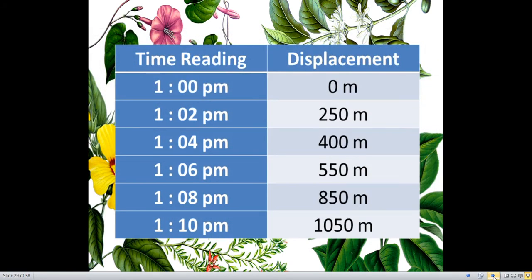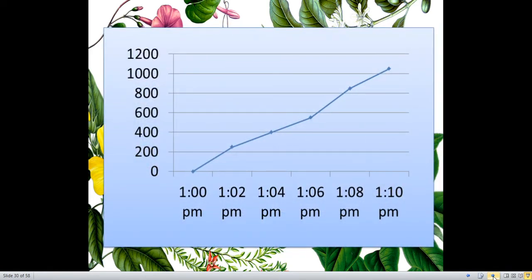Time reading 1 p.m. Of course, that will be the starting one, so that is 0 meters for the displacement. 1:02 p.m. we have 250 meters. 1:04 p.m. 400 meters. 1:06 p.m. 550 meters. 1:08 p.m. 850 meters. 1:10 p.m. 1050 meters. So based on that data, we're going to have again another line graph. And here is the line graph that is being presented now. So let us take a look, because we're going to answer again 5 questions for that line graph.